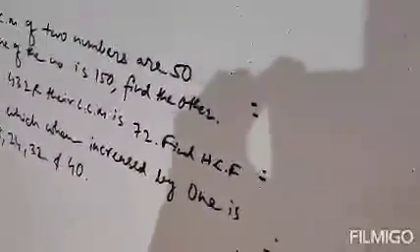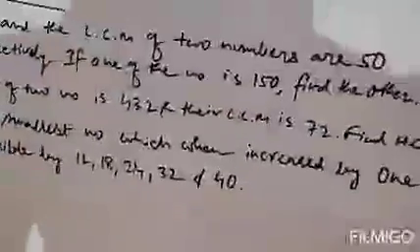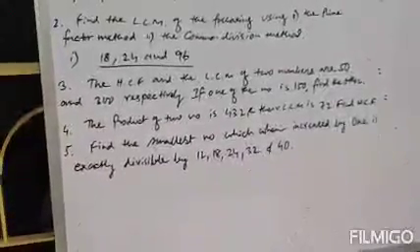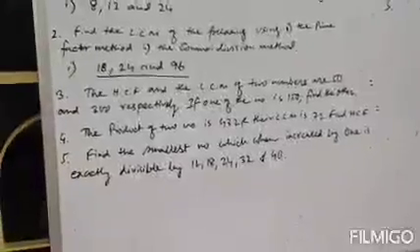Clear? So HCF is 6. Question number 4 complete. Next, last question, question number 5. Find the smallest number which when increased by 1 is exactly divisible by 12, 18, 24, 32 and 40.